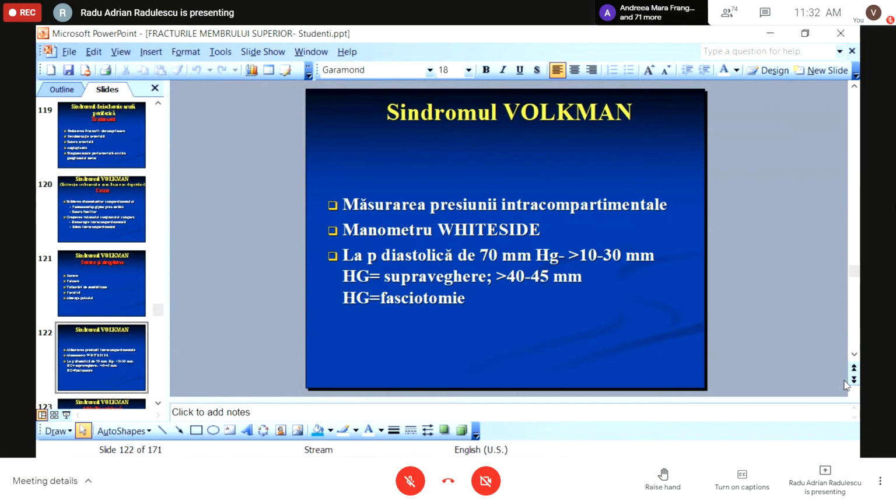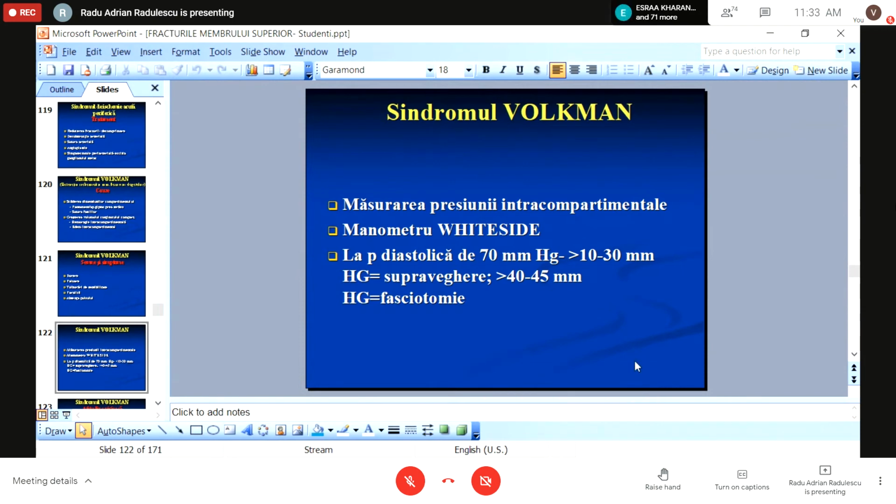If this grows by 10 to 30 millimeters, we must survey the patient, or if it grows by 40 to 45 millimeters, then we must take the patient to the operating room and do the so-called fasciotomies. So we have to incise the fascias in all three compartments in order to allow the wall of the blood vessels to re-expand and to restore the blood flow at the level of the forearm.